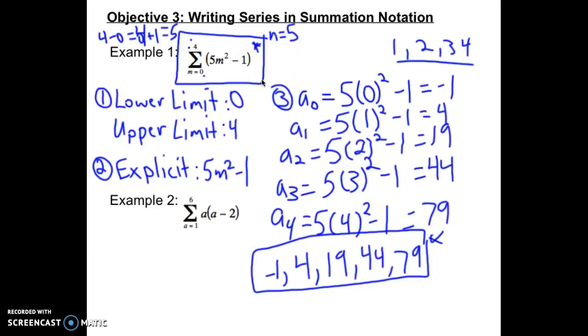Go ahead and try the next two examples and raise your hand when you're done. I'll come check them.